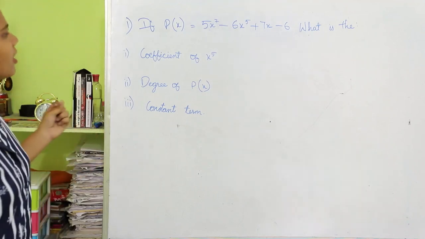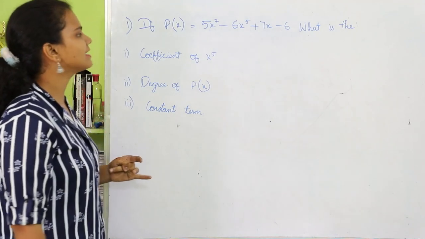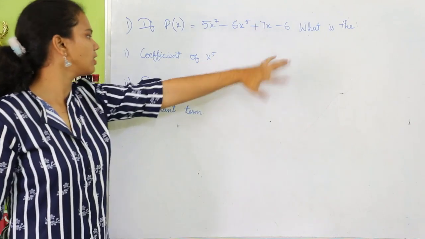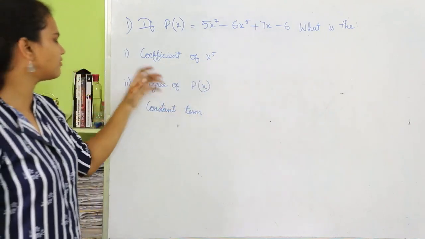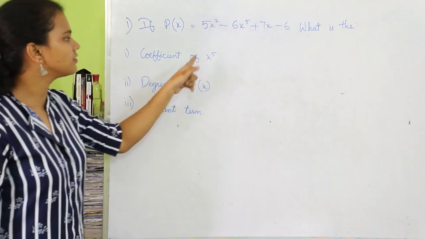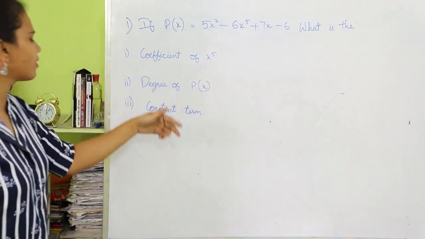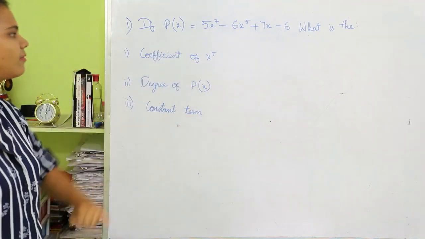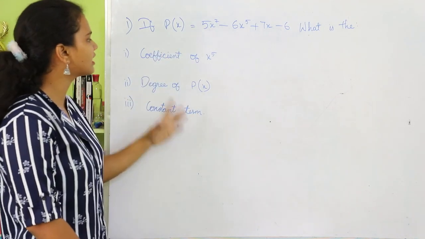Firstly, if p of x equals 5x power 7 minus 6x power 5 plus 7x minus 6, the given questions are: first, what is the coefficient of x power 5? Second, the degree of p of x, and third, what is the constant term in this given polynomial? So this is what the given questions are.